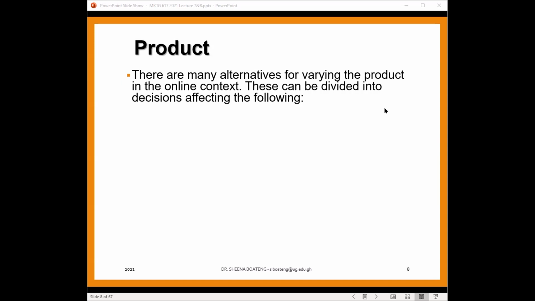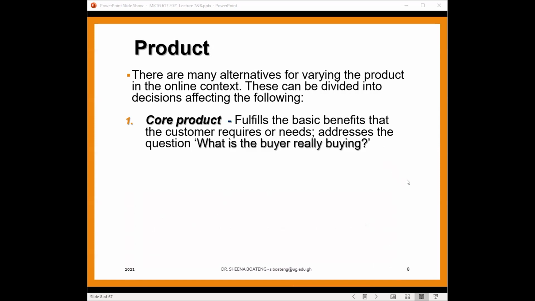The same concept as applied in the traditional context can be extended to the online context, where we can use online technology to enhance various levels of the product. So let's go into discussing the various levels of the product, which will guide our understanding of how we can make e-marketing decisions to help us enhance our product for the online context. Starting from the basic level of the product, which is the core product.